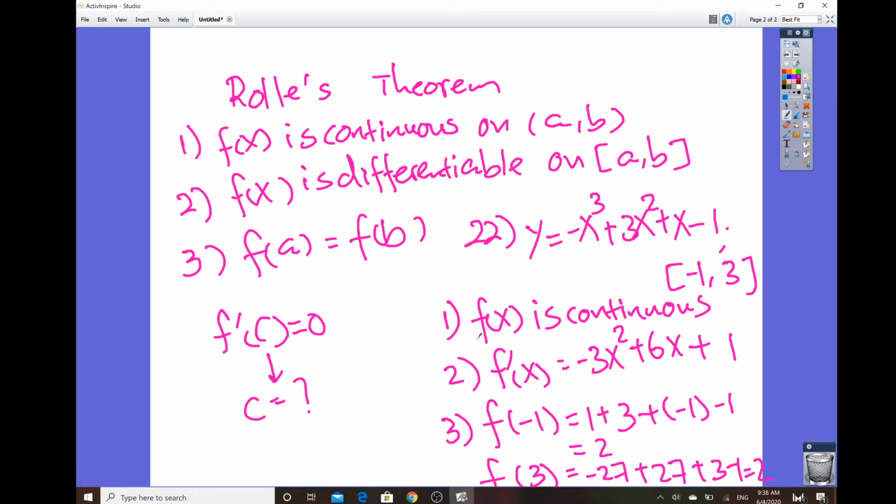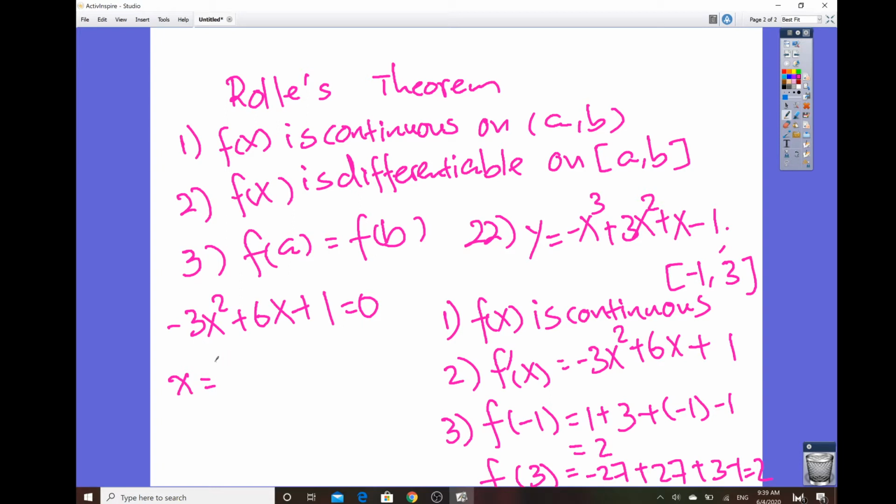So now what we can do here is solve for c. The way to solve for c, we just want to set the derivative equal to 0. Once we set the derivative equal to 0, we just solve for x. And the value of x, that'll be the value of c. So for this one, we want to set negative 3x squared plus 6x plus 1 equals 0. It looks like this one is not factorable. If it's not factorable, what we can do is use the quadratic formula. So for this one, you try to solve for x.